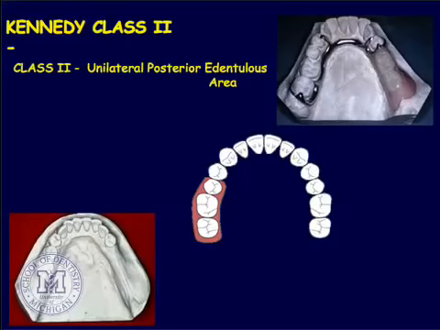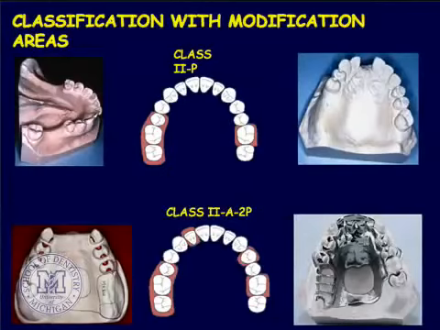What if we have modifications? Okay, if you look at the one over here, we've got a posterior edentulous space that would be a class 1, and then we've got this modification space bounded by teeth over here. Okay, so it's a class 2P. And here's one over here, basically, where you've got a class 2A, because there's an anterior modification on it. So the posterior classification trumps the modification spaces.